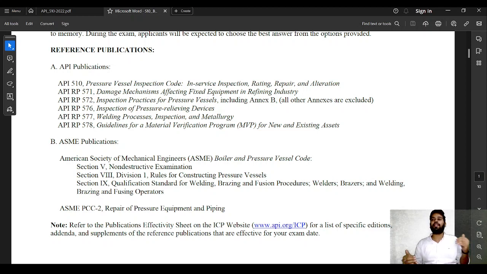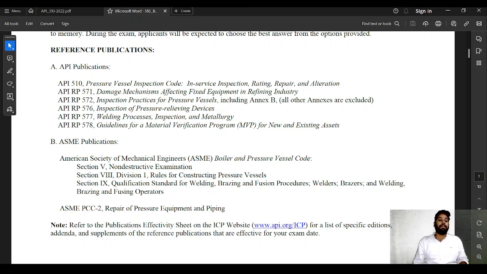But API 510 will only tell you that you need to do thickness measurement. API 572 will elaborate on it. Okay, it's a recommended practice. That means it's a recommendation given to the inspector that whatever is written in the API 510 is to be followed by this recommended practice. This is the good way of doing this.